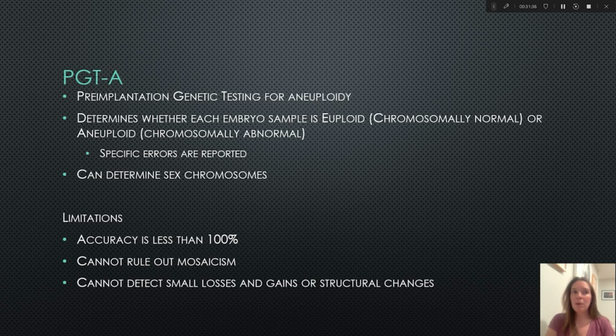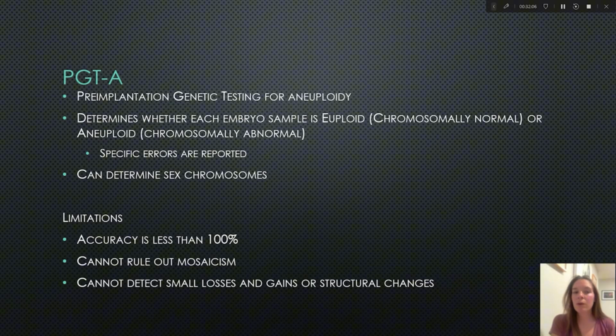Let's talk a little bit about preimplantation genetic testing for aneuploidy. It was previously referred to as PGS, or preimplantation genetic screening. PGT-A can determine whether each embryo sample is euploid, chromosomally normal with 46 chromosomes, or aneuploid, chromosomally abnormal. The specific errors typically are reported so you can see what the aneuploidy or aneuploidies are, and it also can determine sex chromosomes. Limitations of PGT-A: the accuracy is not perfect.